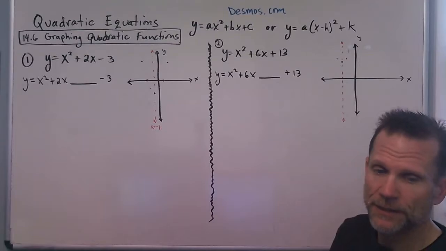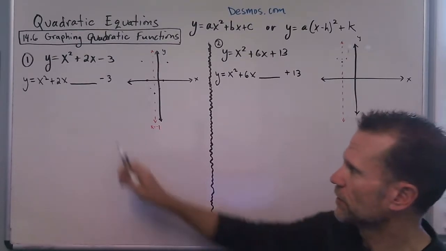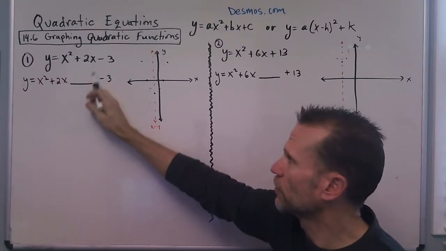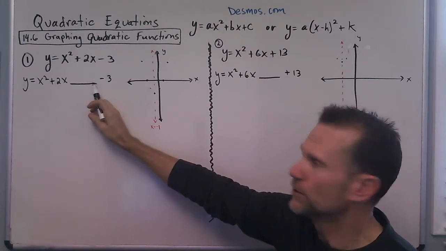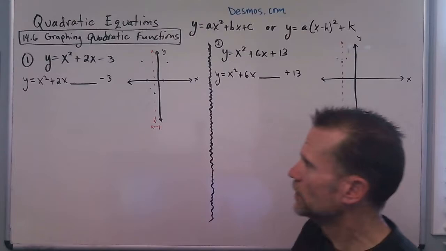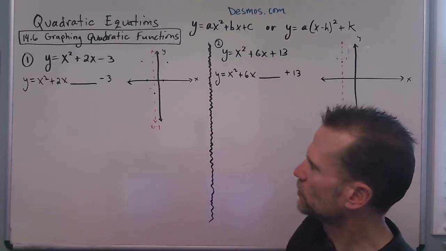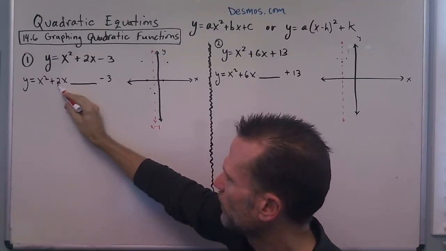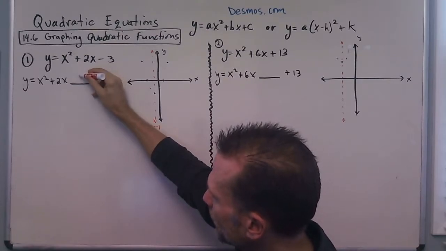from your note packet. The first thing they ask you to do in step one generally is to change this function that's in standard form into a completed square form, which lets you spot the vertex, sometimes called vertex form. So remember, to complete the square, we take half of b, squared. So we're going to take half of 2, squared. Half of 2 is 1, and 1 squared is 1. We're going to put a 1 right here.